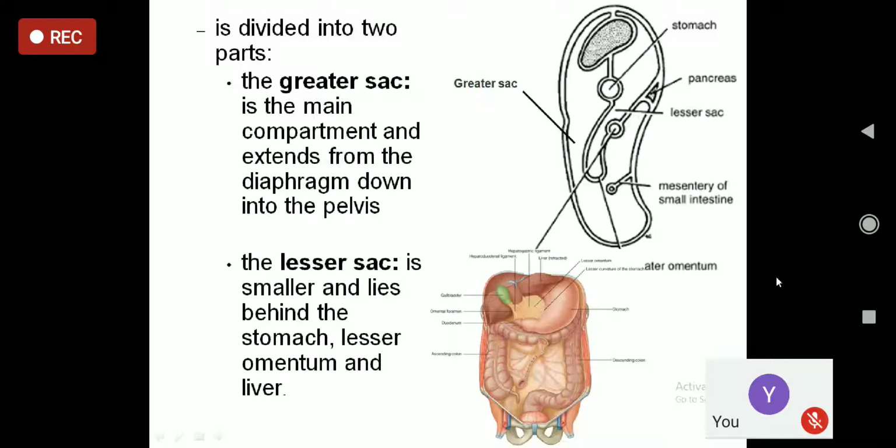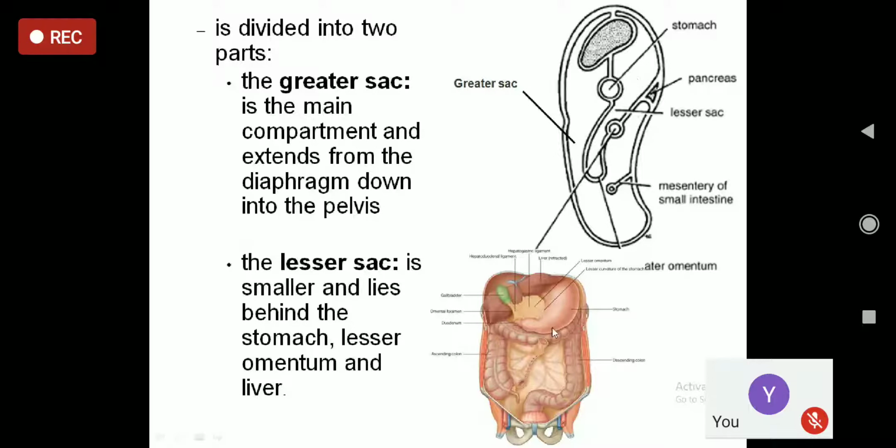The peritoneal cavity is divided into two parts: the greater sac and the lesser sac. This is the greater sac, the larger one, and just behind the stomach is the lesser sac. This is the greater sac, whereas this one is the lesser sac.